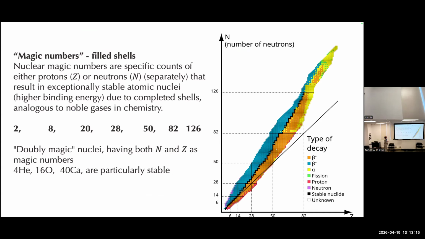There are so-called magic numbers for filled shells. Electrons have this, and nuclei to some extent do as well. Specific counts of either protons, Z, or neutrons, and you count them separately, result in exceptionally stable atomic nuclei, with binding energy due to being a complete shell. This is like the noble gases. So 2 is a magic number, 8, 20, 28, 58, 200. Doubly magic nuclei means both Z and N are complete shells, so that's helium-4, oxygen-16, calcium-40. These are particularly stable.